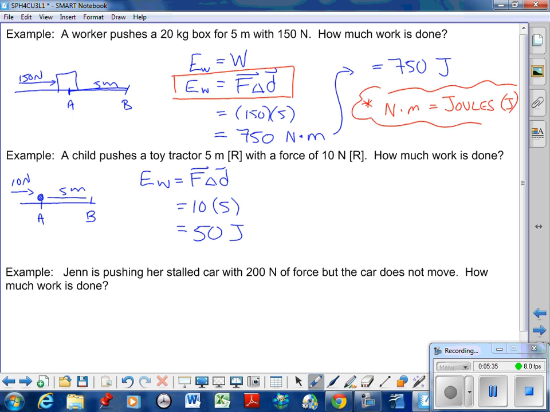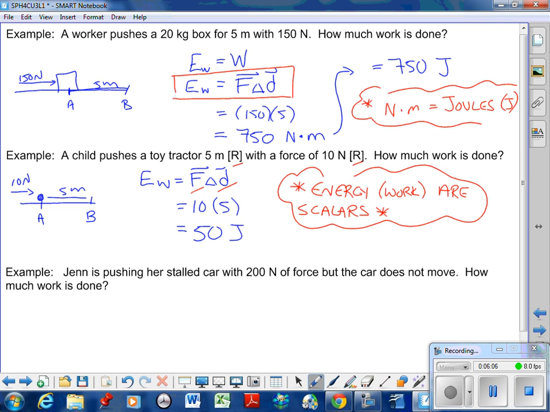is 50 joules. Now, you'll notice that energy doesn't need a direction. Even though we're given directions here, we are given vectors. Force is a vector, displacement's a vector. Energy is not a vector. Energy, work, are scalars, so you don't need to worry about direction. All right, they're just measuring how much work you have done. All right, so they are scalars.